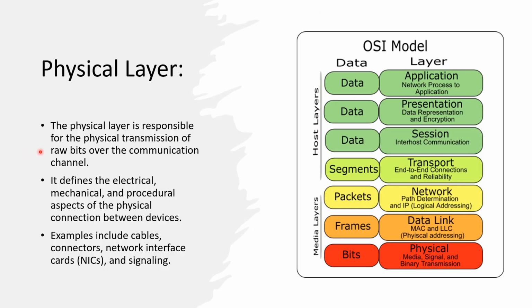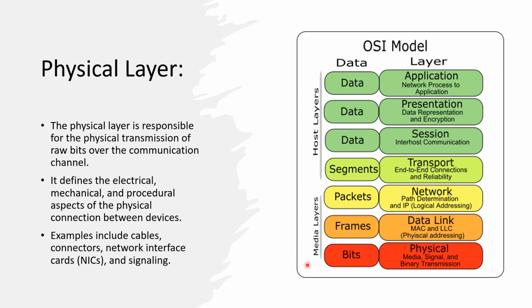First one, physical layer. The physical layer is responsible for the physical transmission of raw bits over the communication channel. It defines the electrical, mechanical, and procedural aspects of the physical connection between devices. Examples include cables, connectors, network interface cards, NICs, and signaling.